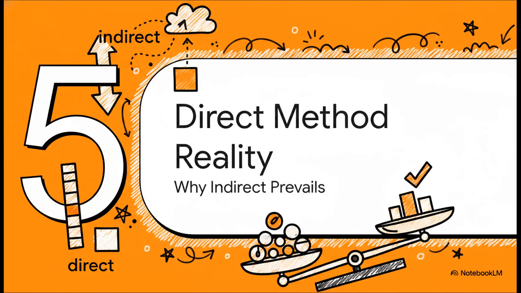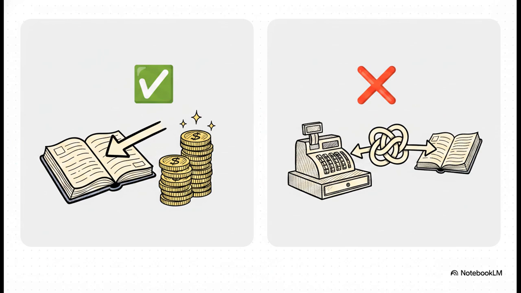Okay, bringing it home with Section 5, the direct method reality, and why the indirect method we just learned is the one that actually prevails. So both of these methods arrive at the exact same final net cash number for operating activities. There's no difference in the bottom line. However, the indirect method is the overwhelming choice in practice. Why? Well, because you can build it directly from your standard accrual accounting records, exactly like we just did in steps 1 and 2. Now, the FASB actually prefers the direct method, where you list out the actual cash receipts from customers and cash paid to suppliers, because honestly, it's way more transparent.